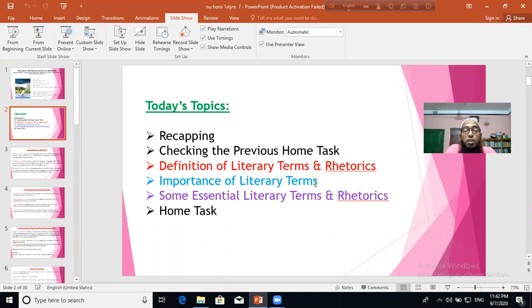Recapping is a part of learning. I told you, you can remember. So what was our last lecture? Lecture number 6, what did we do over there? I think you can remember if you think about what we learned. There was a sample question for part B, and we also learned how to write summary and précis. What is the difference between summary and précis? And what is the homework? You know that. Have you done the homework?